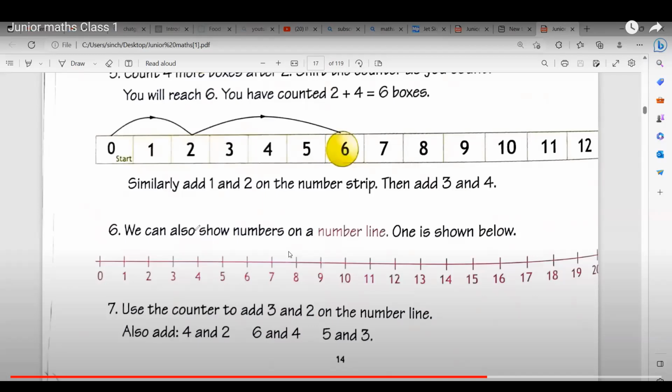It says we can also show numbers on a number line. One is shown below. Very good. So if you add 2 and 1, the answer is 3. Can you show it on this number line? Use the paper, yes. Use the annotation to show it. This. Okay, this. Very good. Now show me 4 plus 3 is how much on the number line. Can you show it? Yes, on this number line. Show it on this number line.